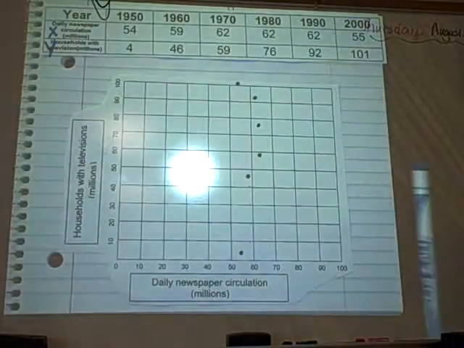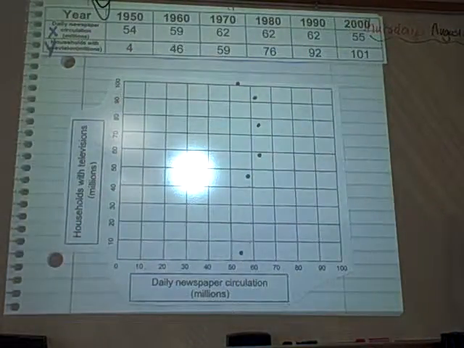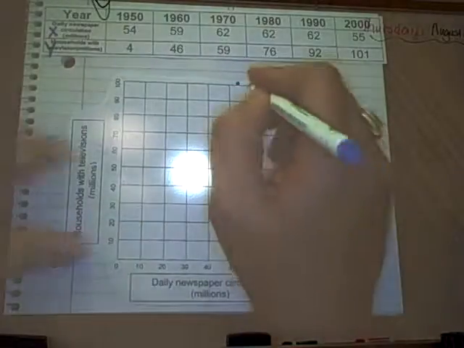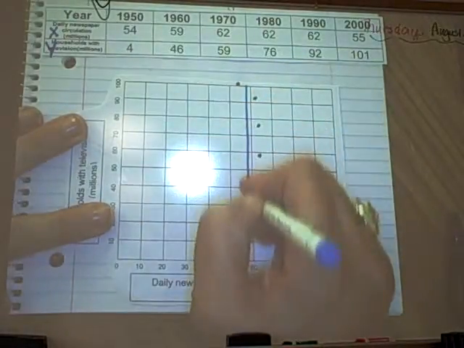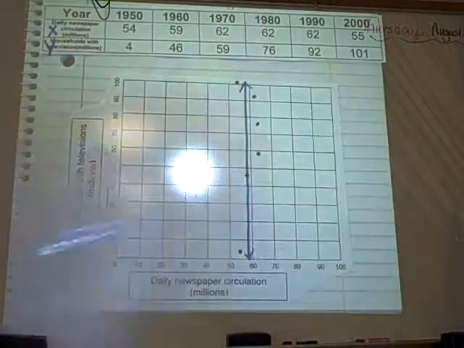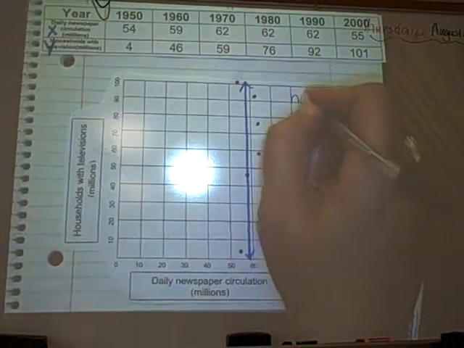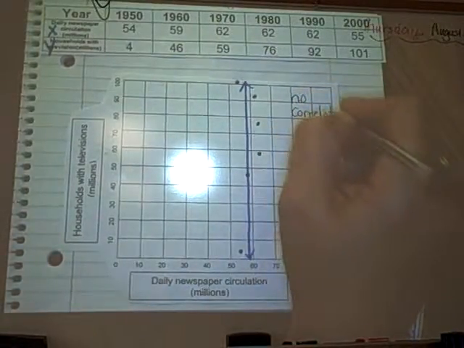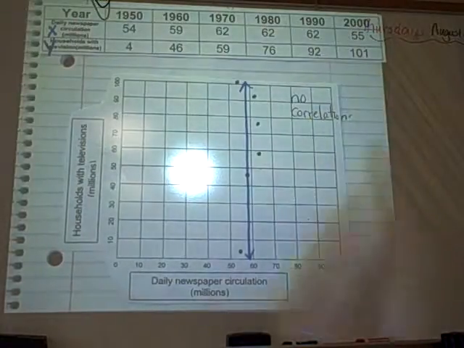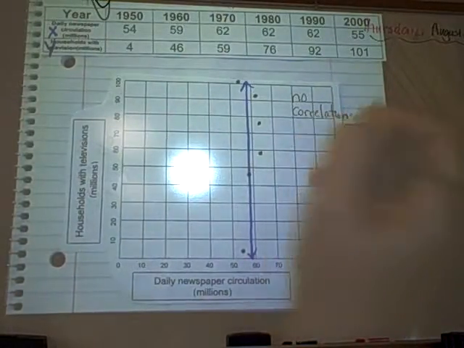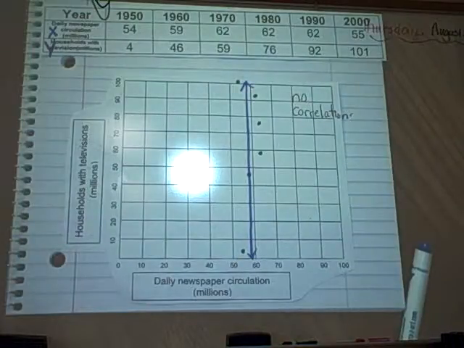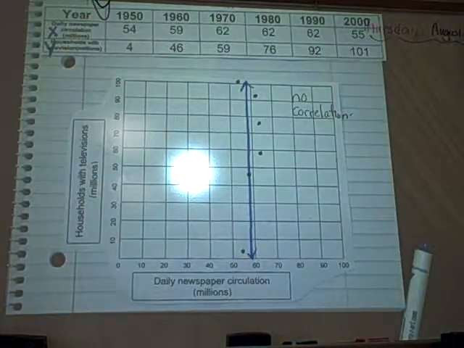There's my points. Where would my trend line be? What'd you say? Up and down. Straight up and down, right? Vertical line. So straight up and down. Kind of like that. And what I tell you that is for correlation: no correlation. I don't know if you can read my writing, it went off the page a little bit. Which means that it doesn't matter if they have a TV, the same number of people are still getting the newspaper.